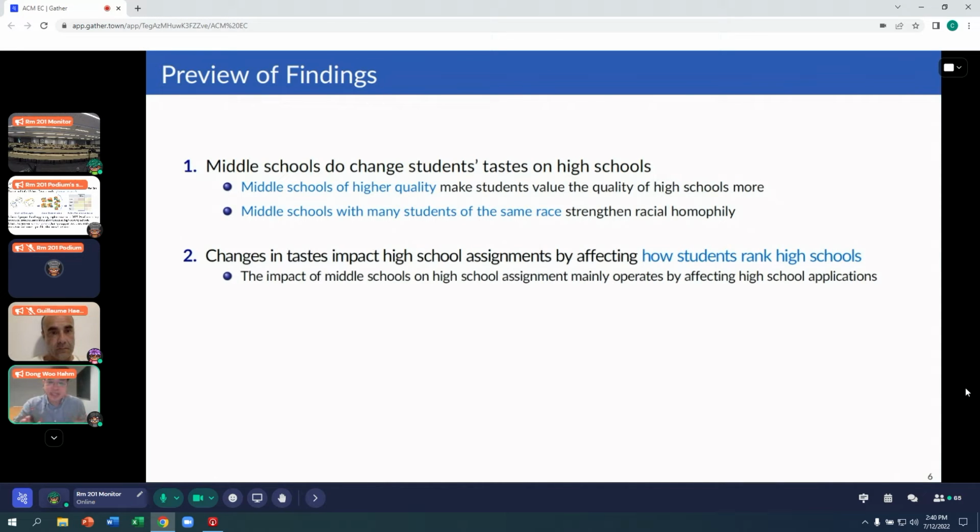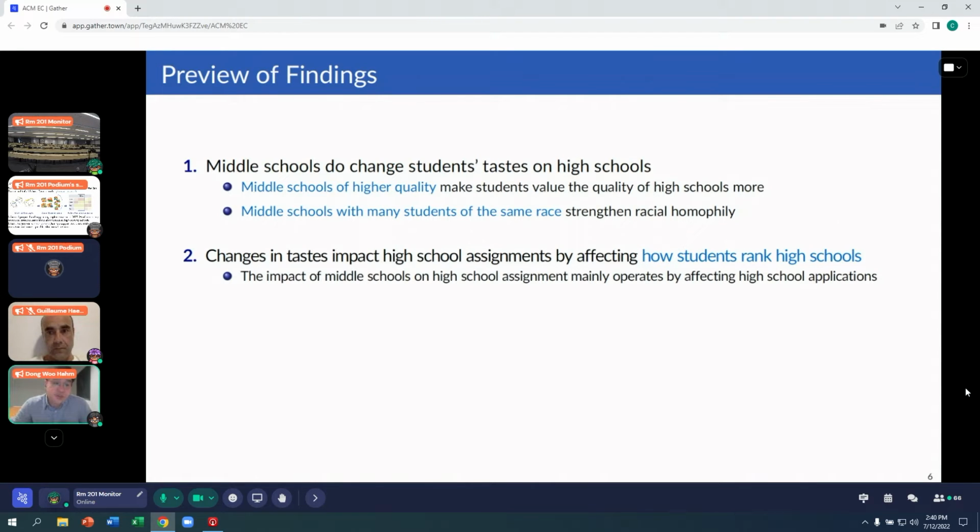Second, these taste changes have an actual impact on the students' high school assignments by affecting how students apply to high schools. By the decomposition exercise, we find that the impact of middle schools on high school assignments mainly operates by affecting the set of high schools that students apply to.